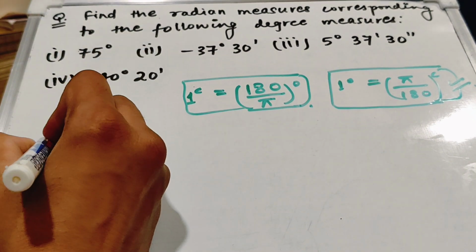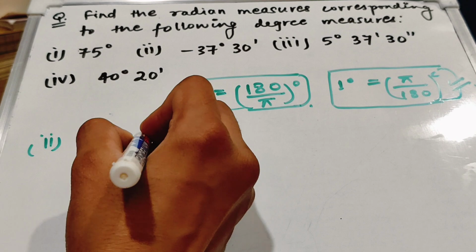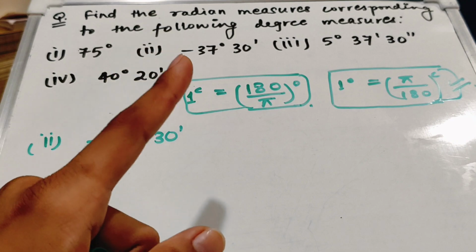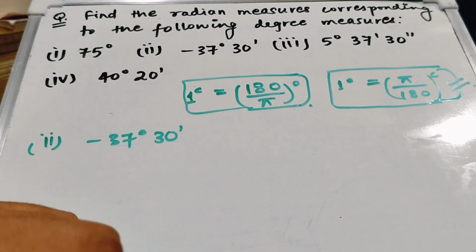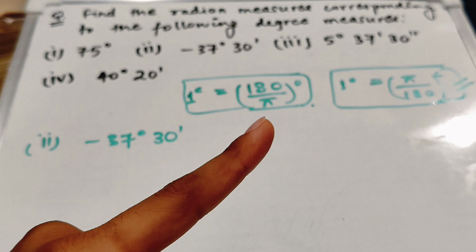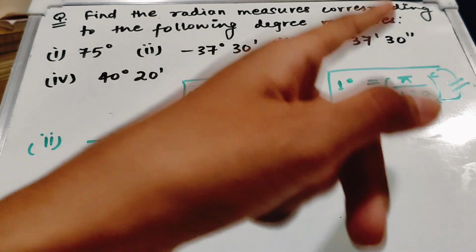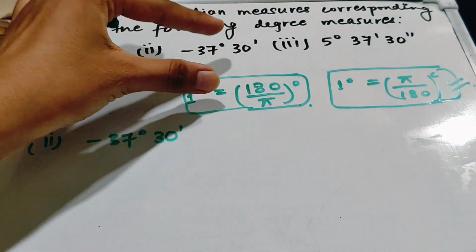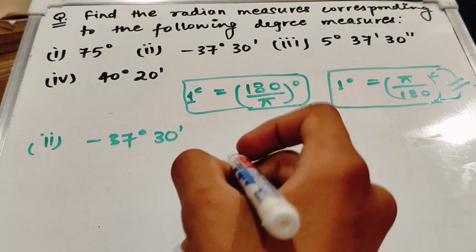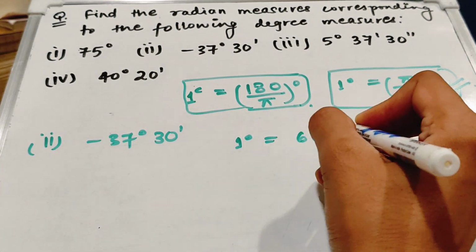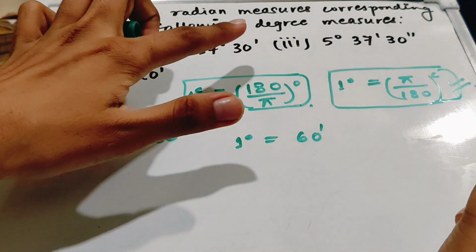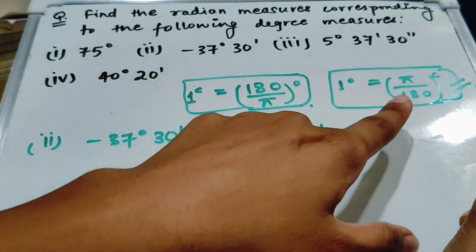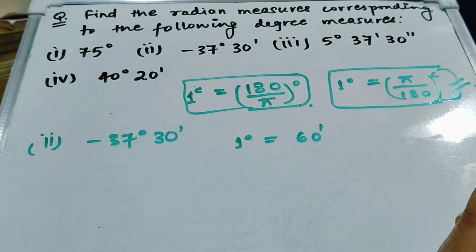There is a new concept in the second question. Now in this question it is given 37 degree and 30 minutes. So we know the relation between degree and radian. We do not know the relation between minutes and radian. So we know how to convert these minutes to degrees, right? We know that 1 degree is 60 minutes. So I can easily convert this to degree portion, and then I can further solve it to convert it to radian measure.